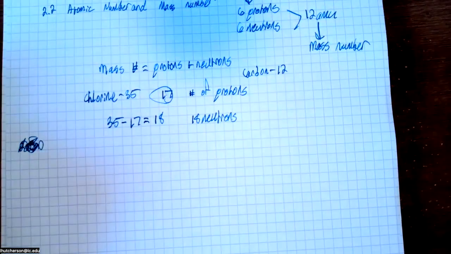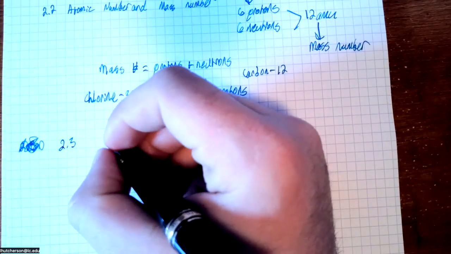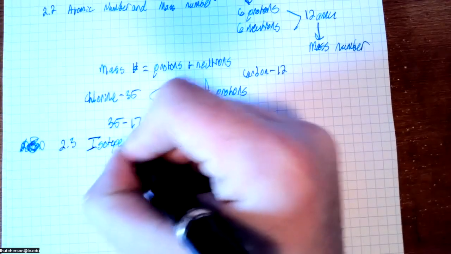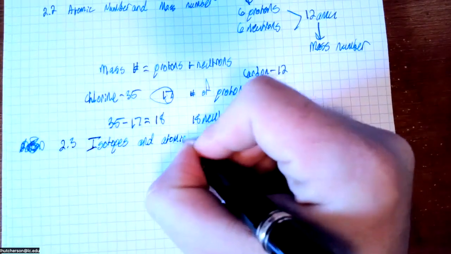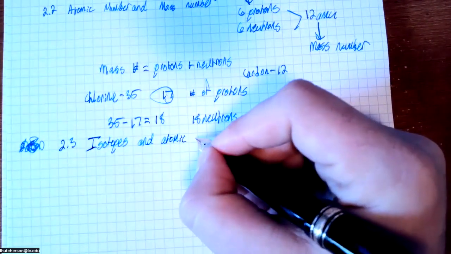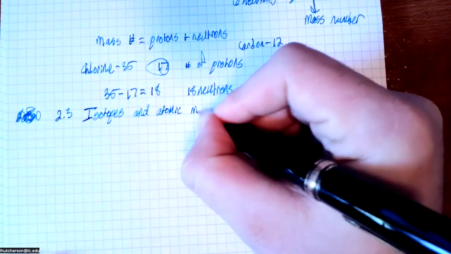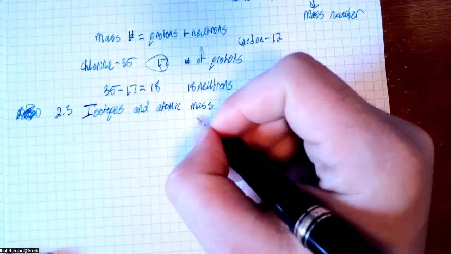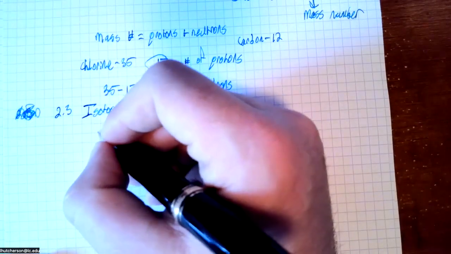Now we are going to start section 2.3, which is on isotopes and atomic mass. And we've already talked about atomic mass some. And I've really already touched on isotopes some, but we're going to more formally define it here. Okay, so let's go back and let's revisit carbon.